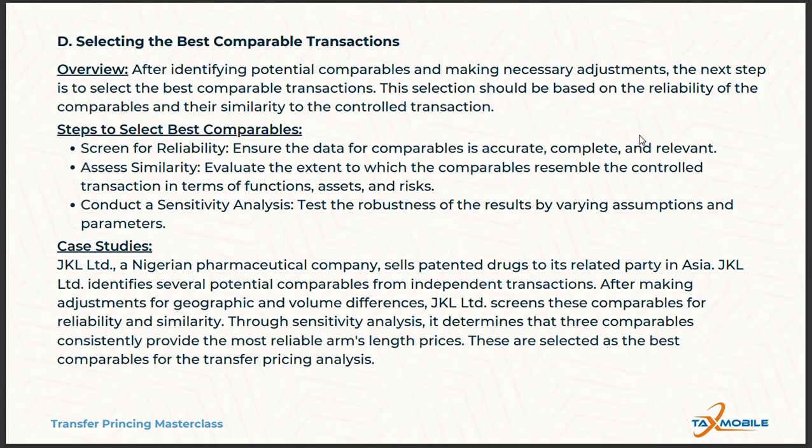Through sensitivity analysis, it determines that 3 comparables consistently provide the most reliable arm's length prices. These are selected as the best comparables for the transfer pricing analysis.